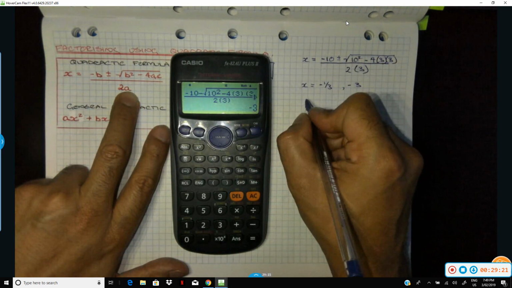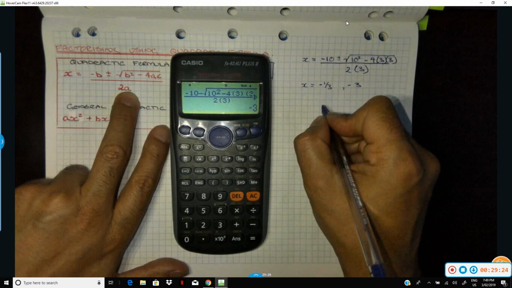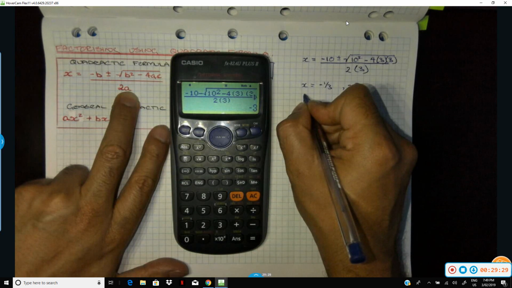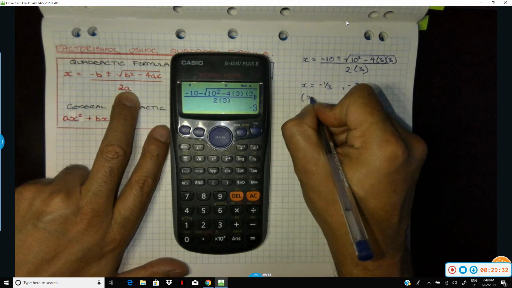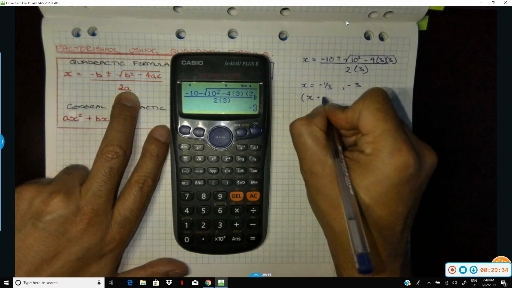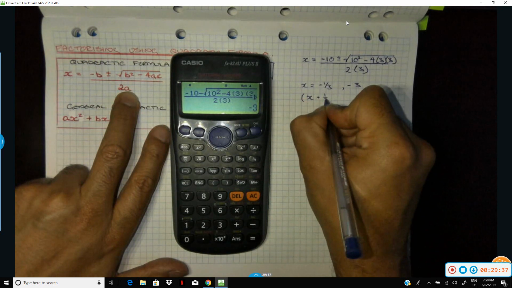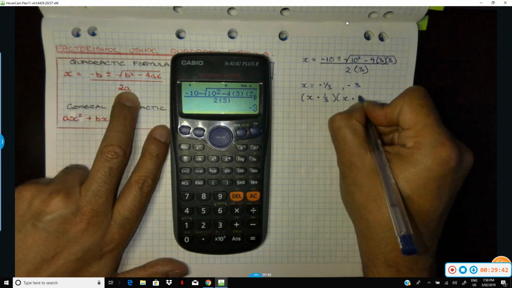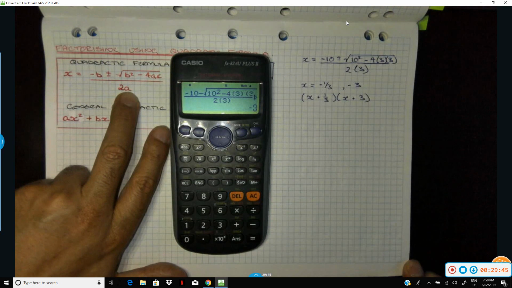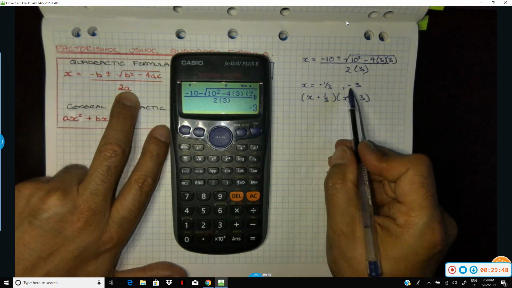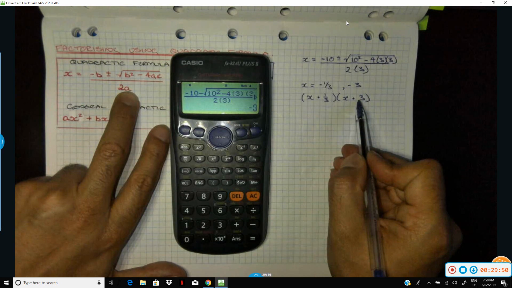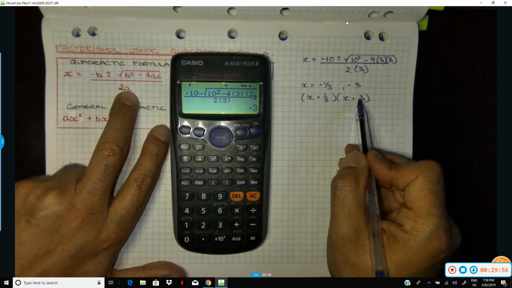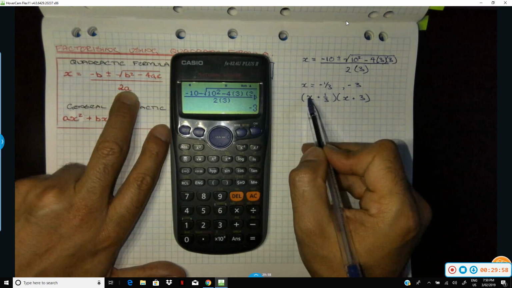So to factorize, I'll do this part first. Well, okay. We could do x plus a third, x plus 3, and notice that I've changed those signs to a positive, because when x equals negative 3, I'll get 0. And when x equals negative 1, I'll get 0.